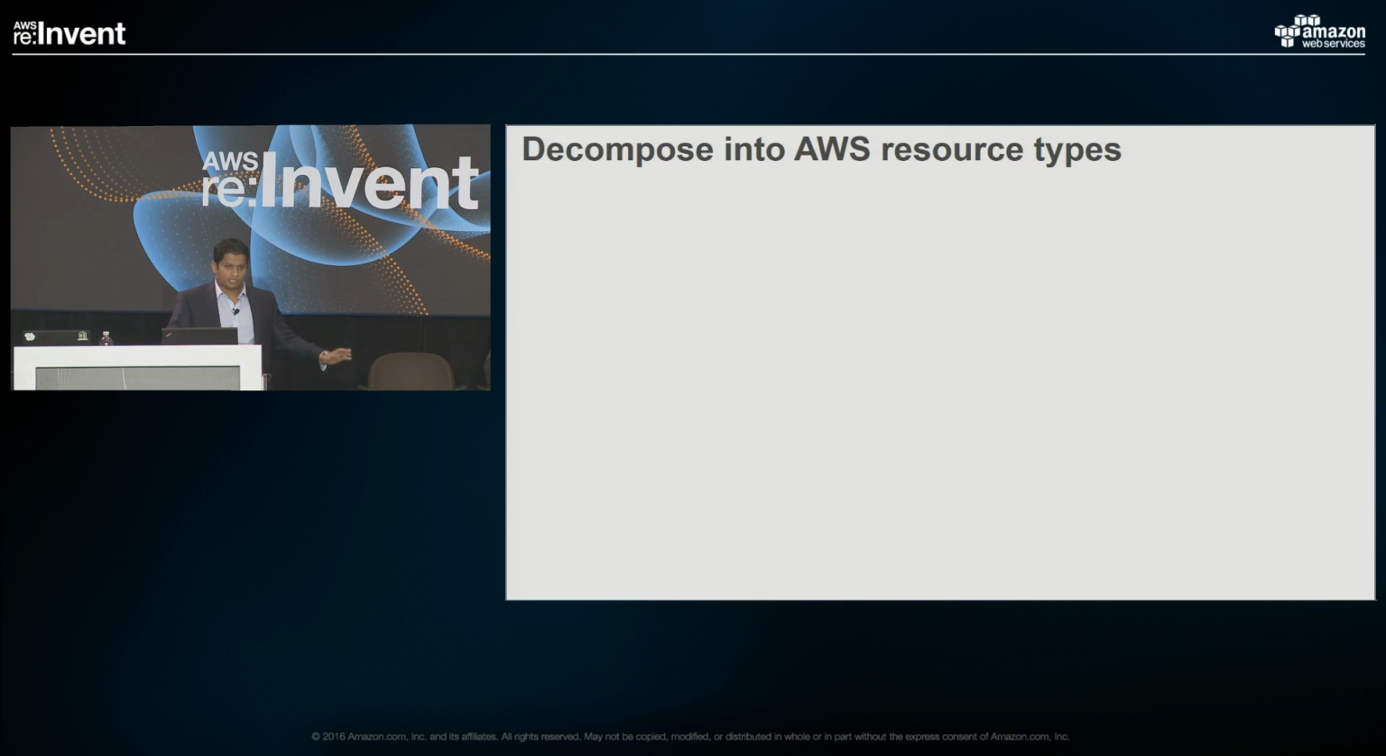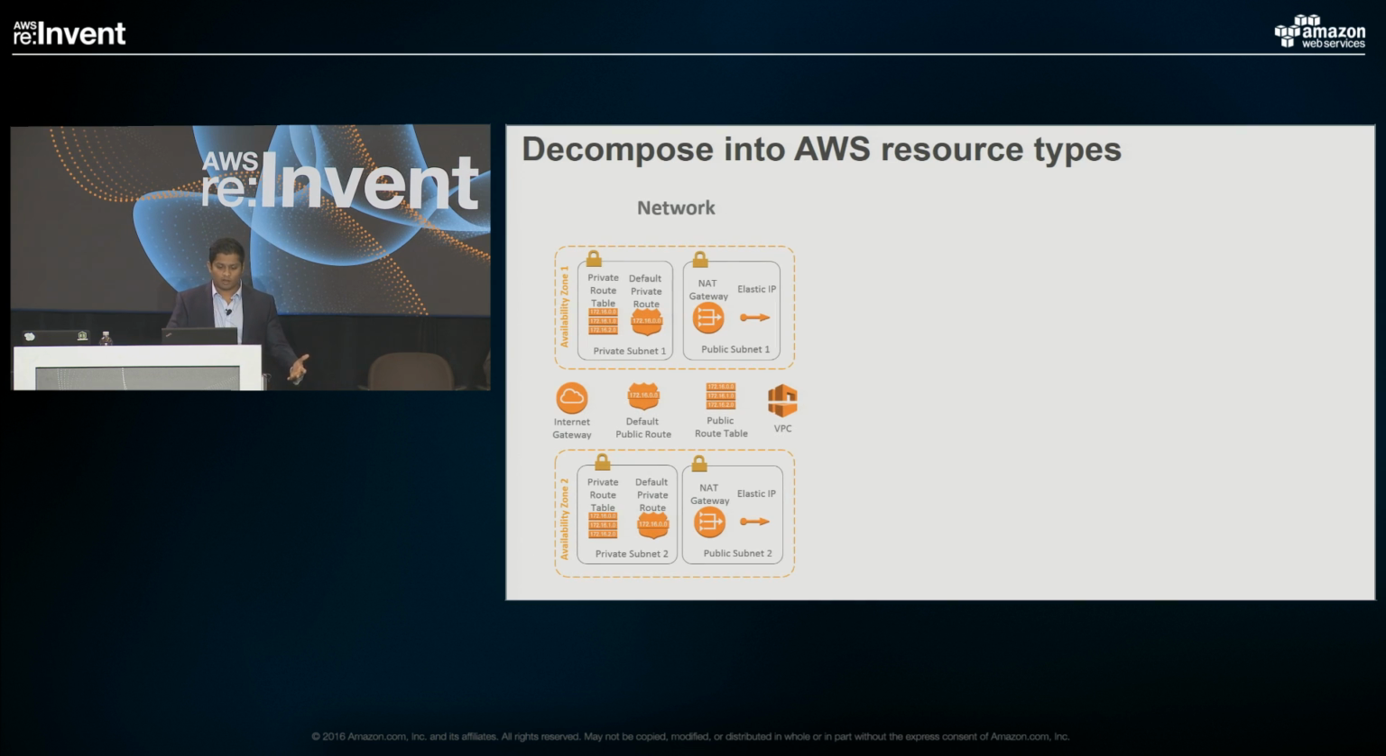Let's look at decomposing this into the AWS resources. We looked at the high-level architecture. Now, what is this made up of? What is this composed of? So in your network, this breaks down into a ton of AWS resource types for CloudFormation. You have a VPC, and you have a pair of public and private subnets. In your private subnets, you have a private route table and a default route that have an association to tie them together. In your public subnets, you have your NAT gateway and elastic IPs, and you have internet gateways as well.